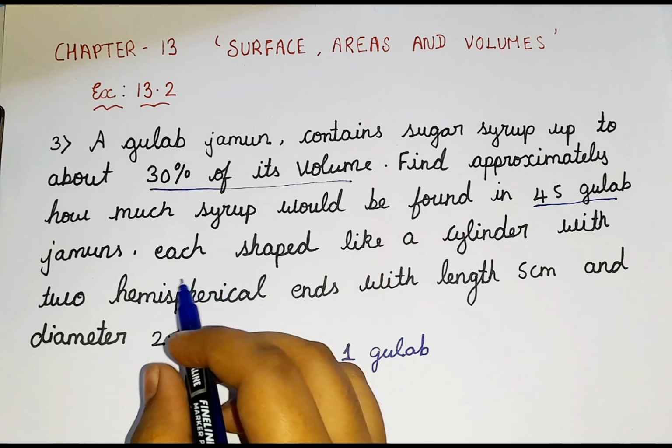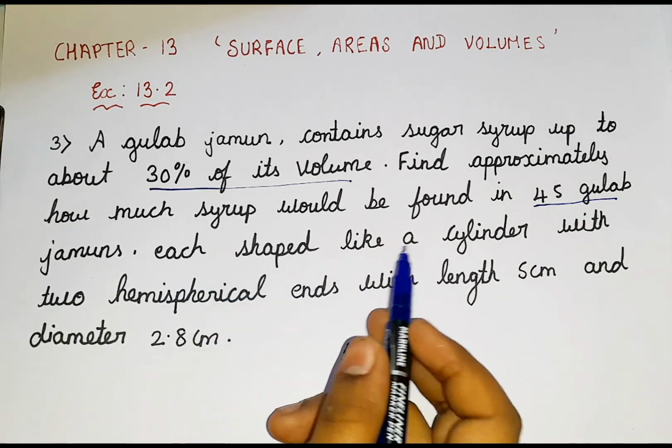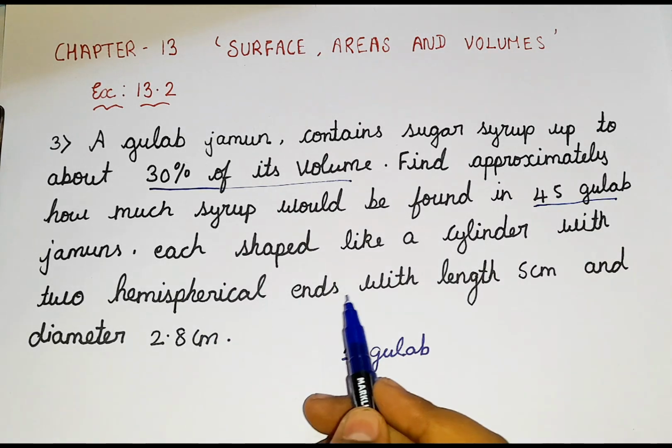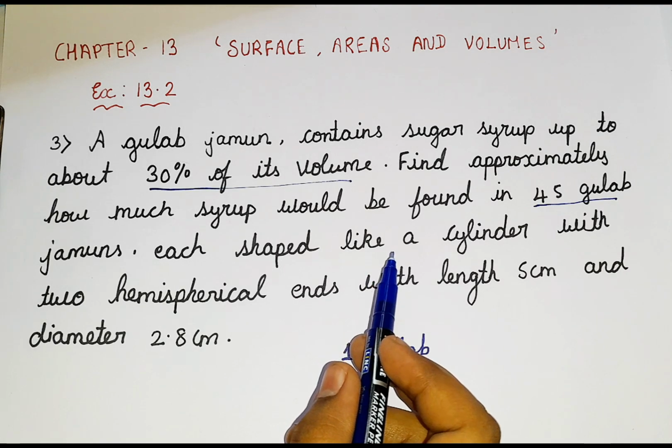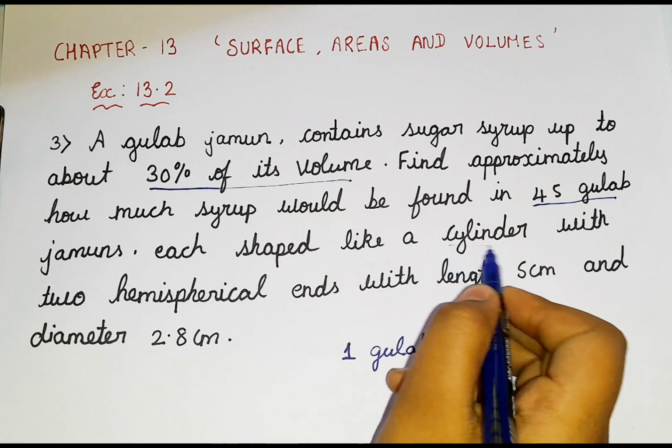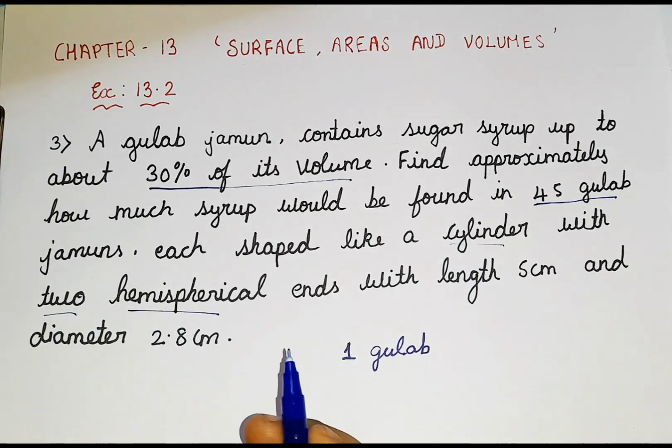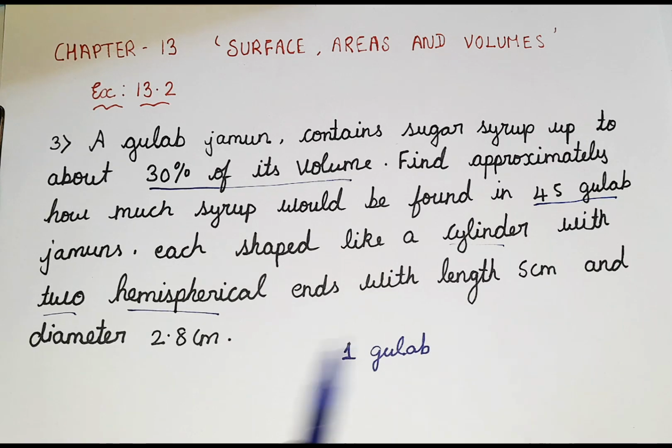Now let us read further. Each shaped like a cylinder with two hemispherical ends, with length 5 cm and diameter 2.8 cm. They are just suggesting in which shape the gulab jamun is. In the textbook, they had already given a figure, am I right? That is just a basic understanding about this question, but still I would like to draw the figure which is mentioned in the textbook.